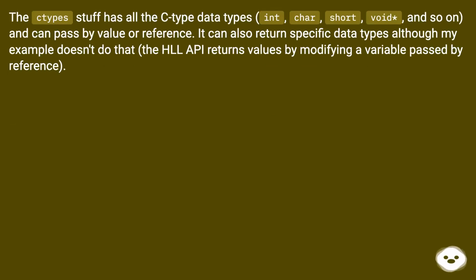The ctypes stuff has all the C data types, int, char, short, void, and so on, and can pass by value or reference. It can also return specific data types, although my example doesn't do that. The DLL API returns values by modifying a variable passed by reference.